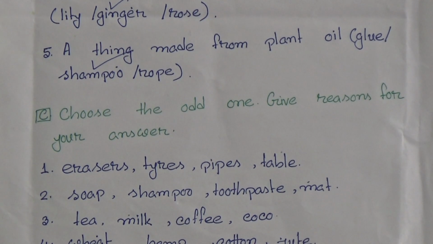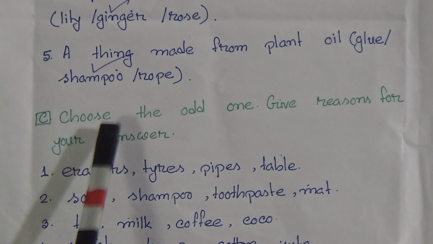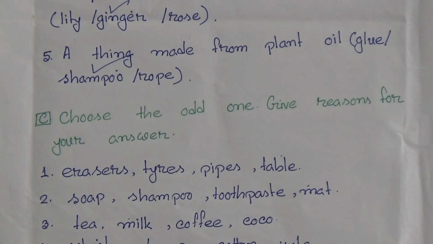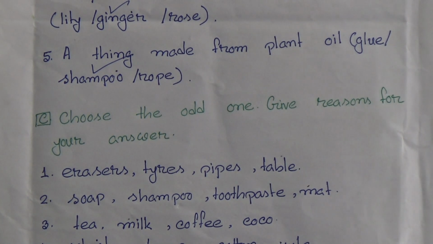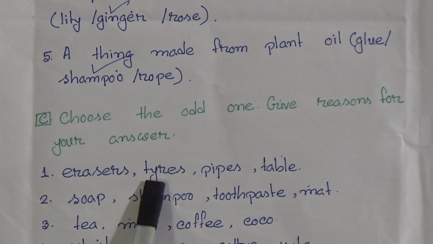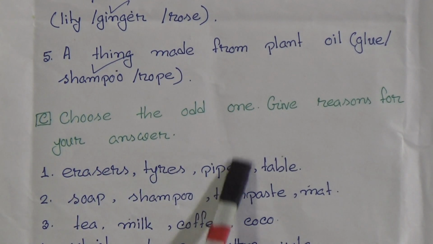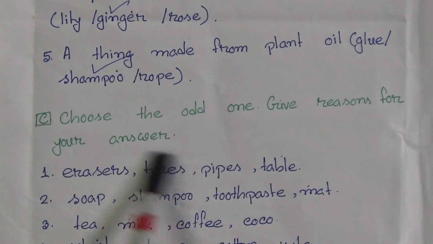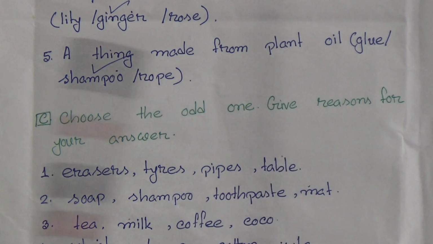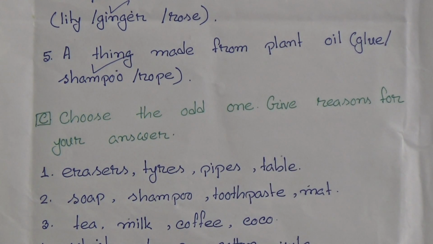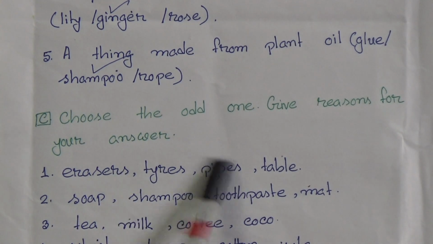Now in your book, exercise number C: choose the odd one, give reason for your answer. In this question, in each sentence you find 4 words and you circle the odd one, which is odd and why it is odd. Now we learn this. Number 1: erasers, tires, pipes, table. Here eraser, tires and pipe, these 3 things are made of rubber, but table is made from wood, so we put the tick mark on table because table is different from these things.